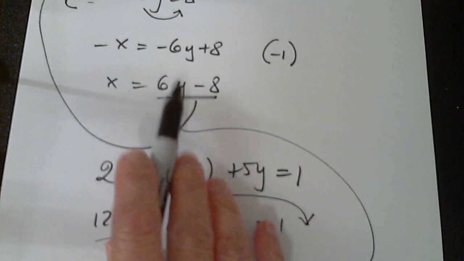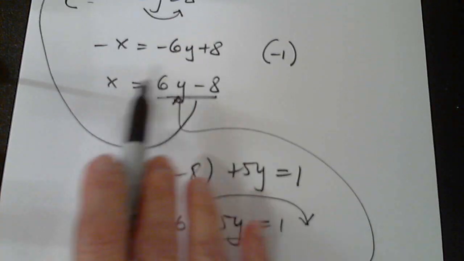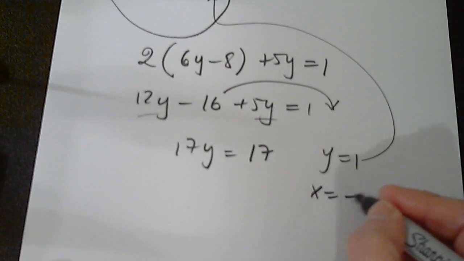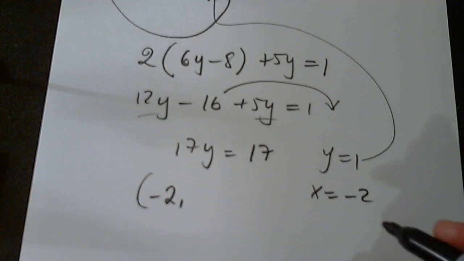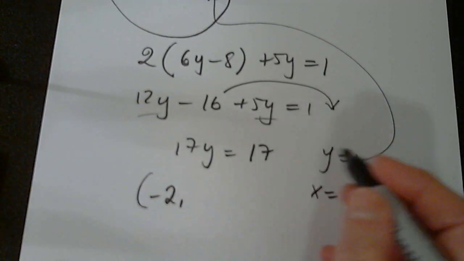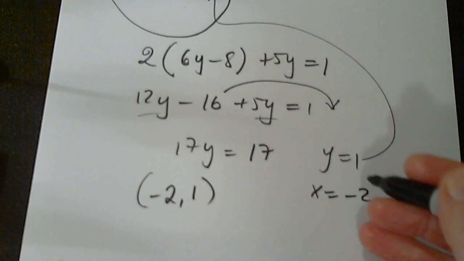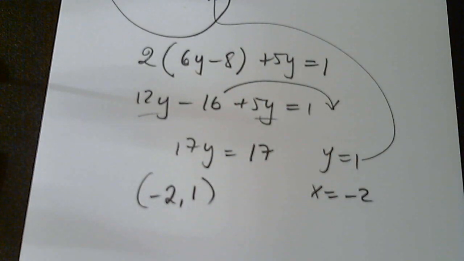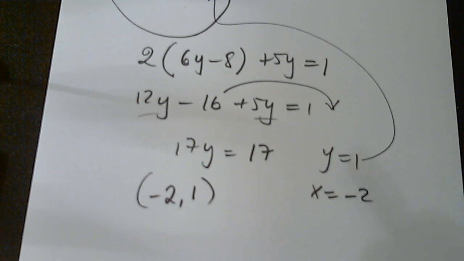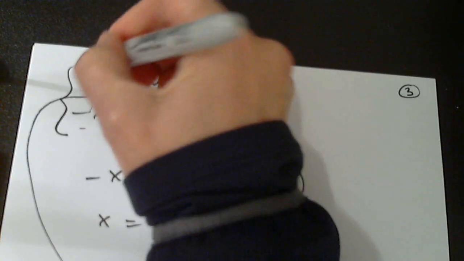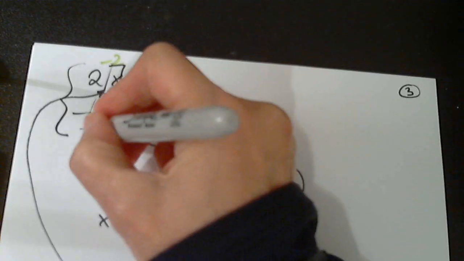6 times 1 is 6. 6 minus 8 is negative 2. So x is negative 2. Always remember, x is always first. y is always second, no matter in which order you determine them. x is always first. y is always second. x coordinate, y coordinate. Is this true? I don't know. I have no idea. But it takes a blink to check.